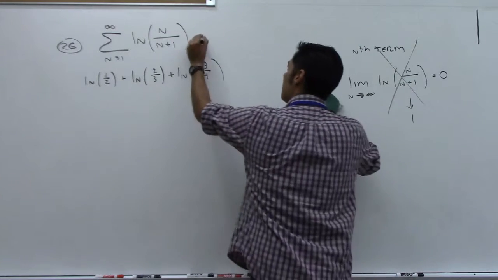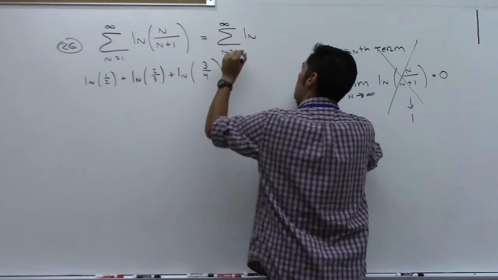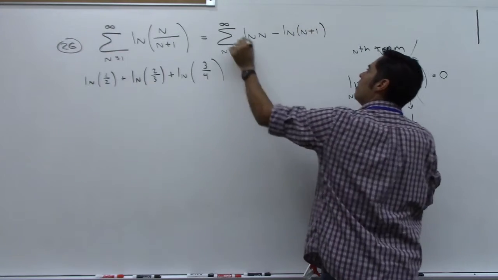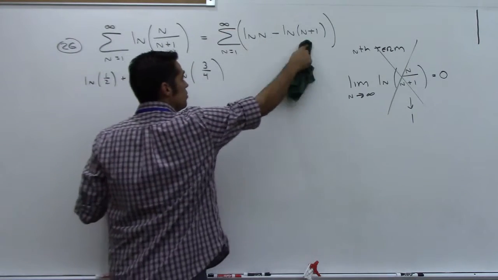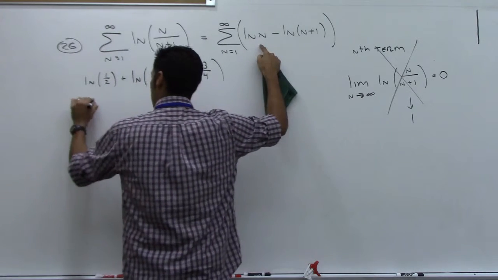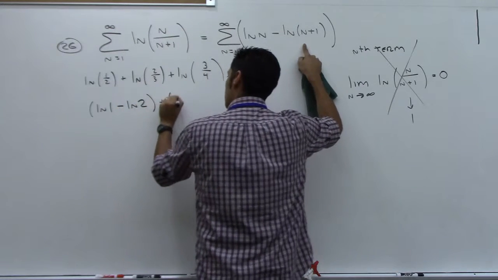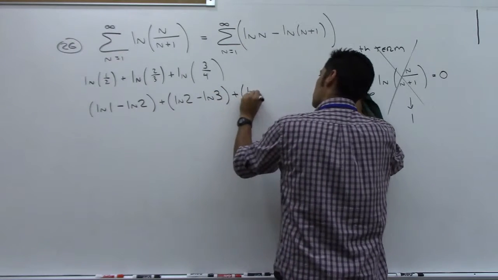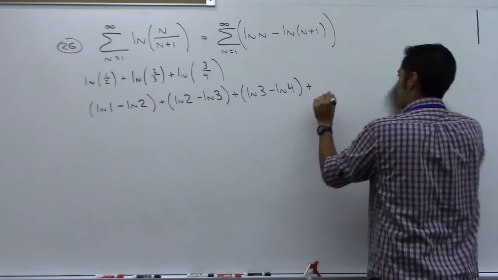So what we notice is that we can use the property of logs and split this into 2 logs, right? So if we have division inside of a log, it can turn into subtraction between 2 logs. And now when I write out the series, let's see what I get. If n is 1, I get natural log of 1 minus natural log of 2 plus natural log of 2 minus natural log of 3 plus natural log of 3 minus natural log of 4 plus, and then I keep going with this.